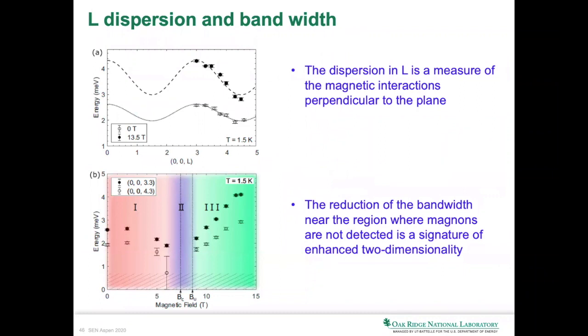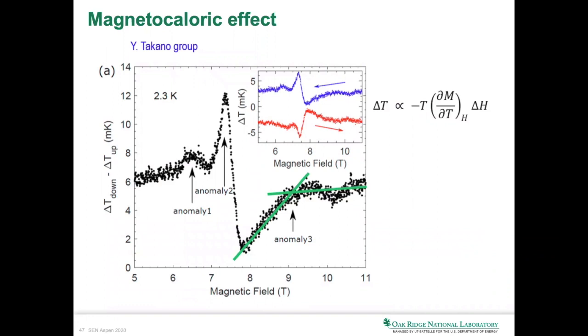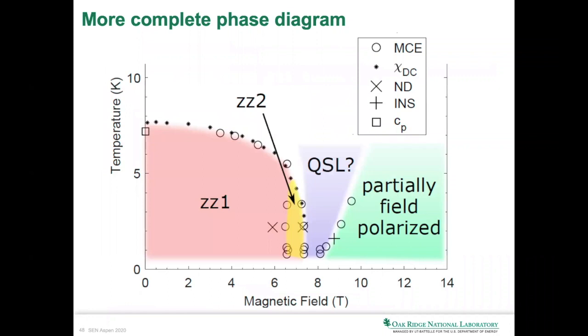And if I look at this, first of all, here's some dispersion, plots of the energy peaks versus L, just to show you this actually is a system that has some three-dimensional interactions. But you can see as we approach this regime where I don't see any peaks, the bandwidth, using the upper and lower parts of the spectrum, actually is getting narrower. In a sense, the system is sort of getting more two-dimensional as I approach this region. And this also has been looked at using magnetocaloric effect. And the bottom line is we end up with a phase diagram that looks like this.